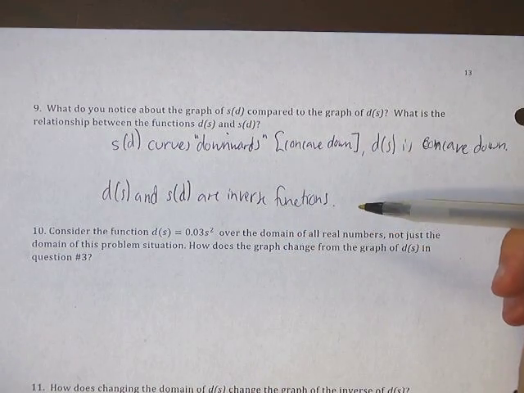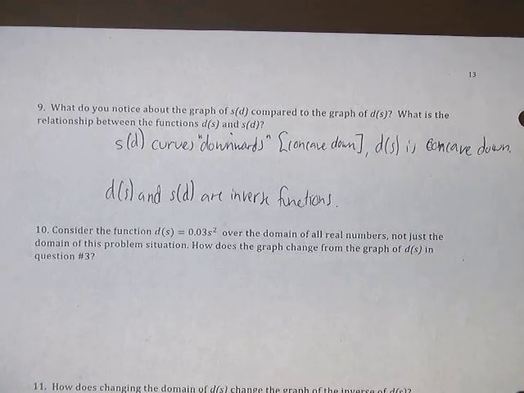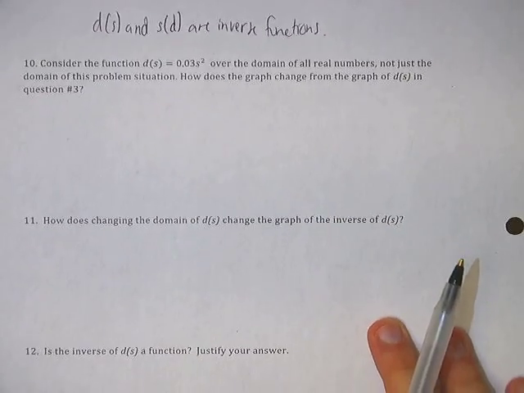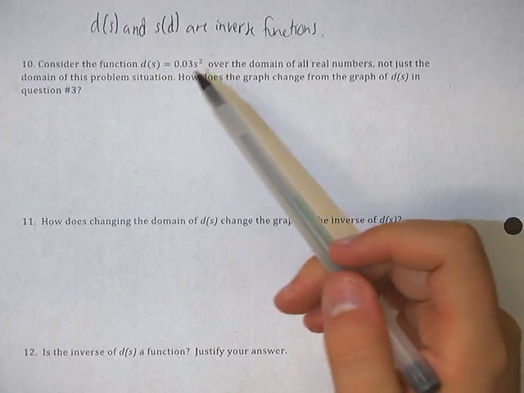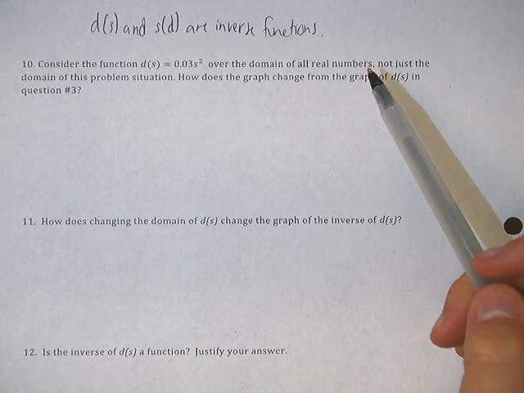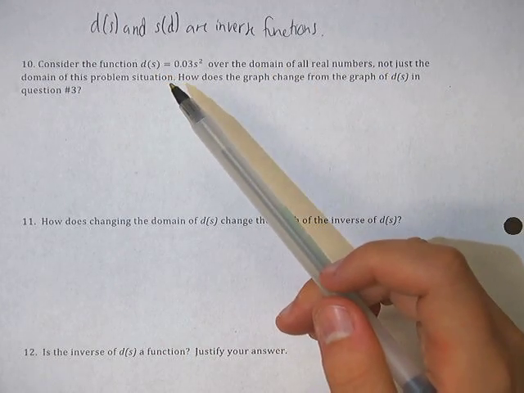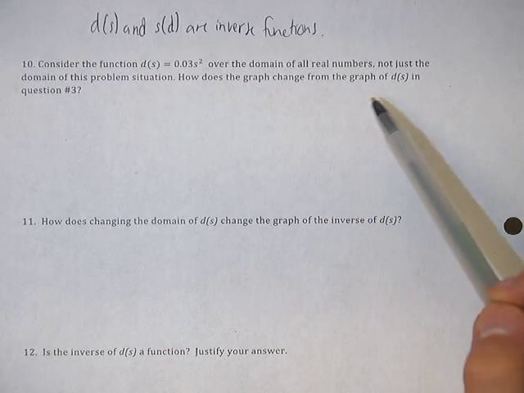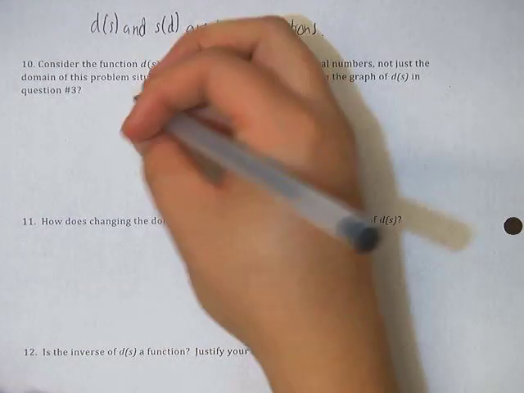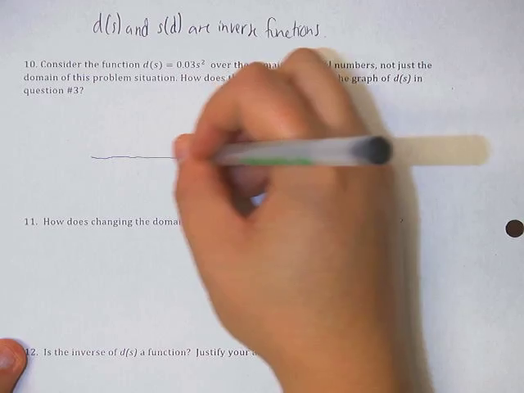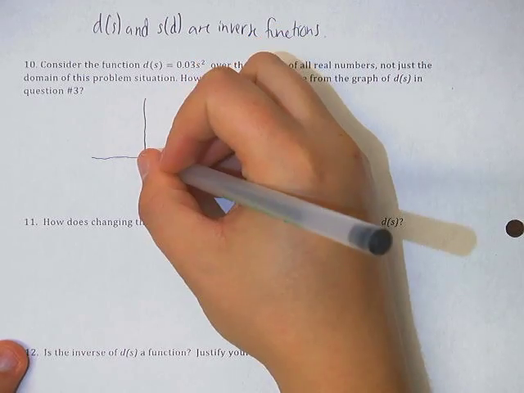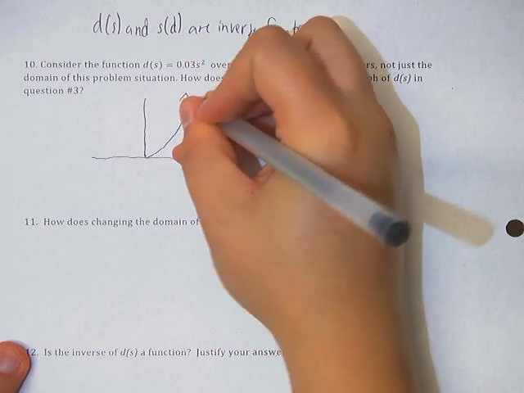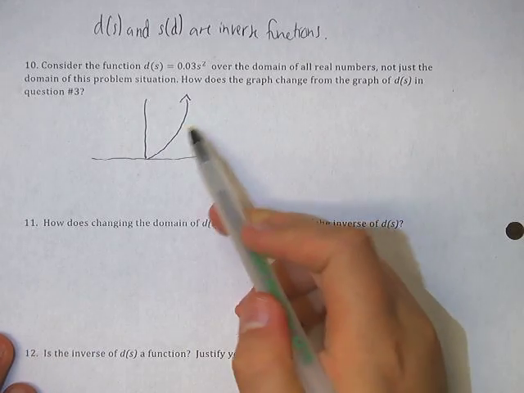Now, remember that how I generated those graphs was I just flipped the inputs and the outputs, which means, of course, that DS and SD are inverse functions. Yay. We're going to be hearing that a lot.